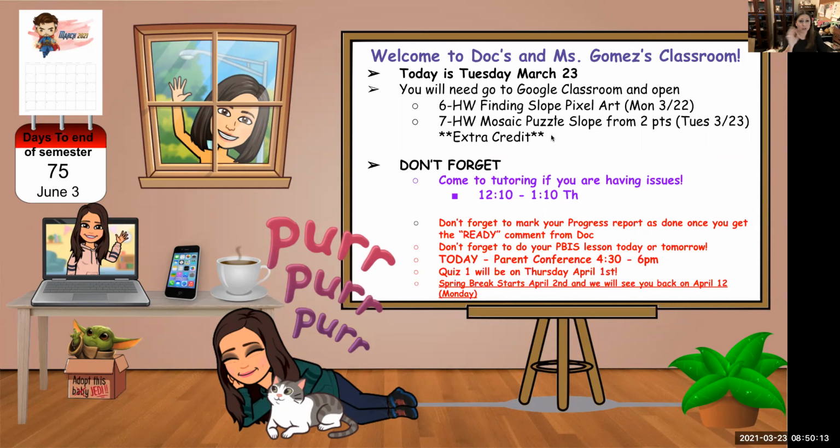For the three people that have finished everything, you can either stay here and work on that assignment or leave and work on it later. And for everyone else, Ms. Gomez is going to go over those assignments. Once she is done, you can either stay here in Zoom and work on that assignment, or you can leave and work on it outside of class.